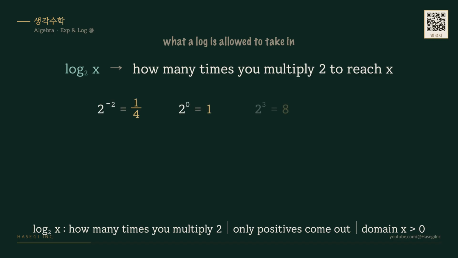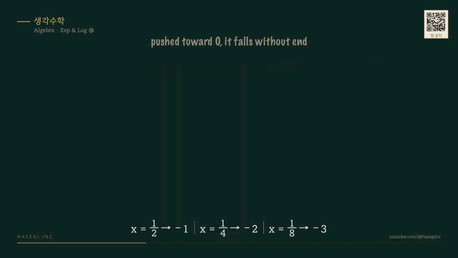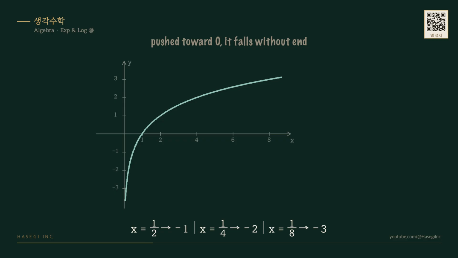But no matter how often you multiply a positive number or divide it, the result is always positive. A negative never comes out, and neither does 0. So the number inside the log has to be positive. Its domain is x greater than 0. So what happens as x is pushed towards 0?